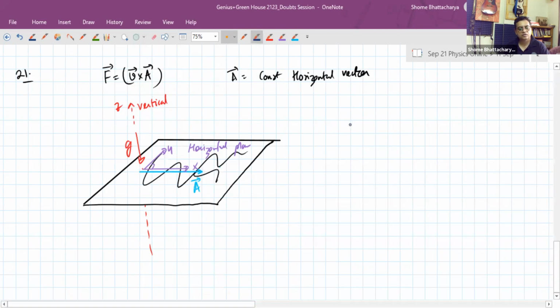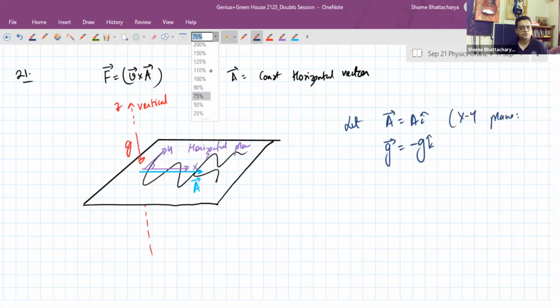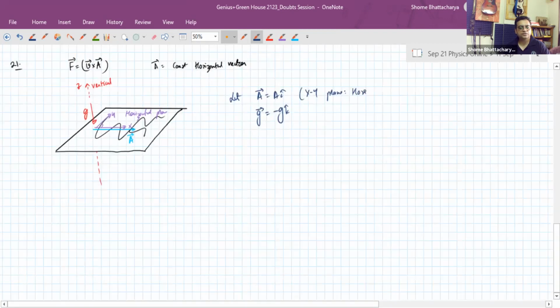So I can write the vector A to be a i cap. And therefore gravity becomes minus g k cap in my diagram. We understand that the xy plane is the horizontal plane. That's how I've set my reference frame, and the z-axis is vertical. So now if I have any particle which is moving with some velocity v, what are the forces that will act on it? There will be mg acting.